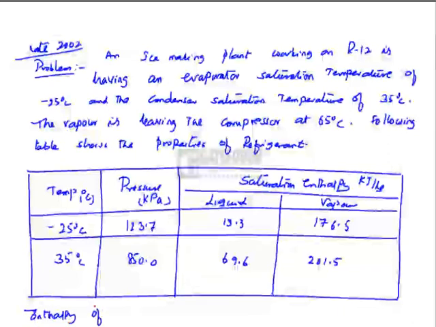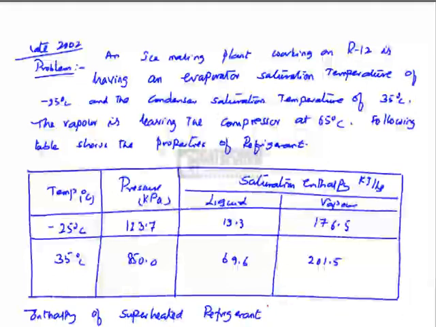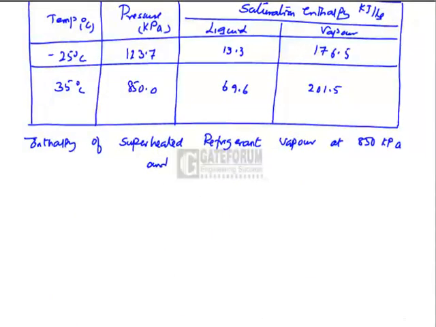Enthalpy of superheated refrigerant vapor at 850 kilopascal and 65 degrees centigrade is 225.5 kilojoule per kg. This is how the problem is given.